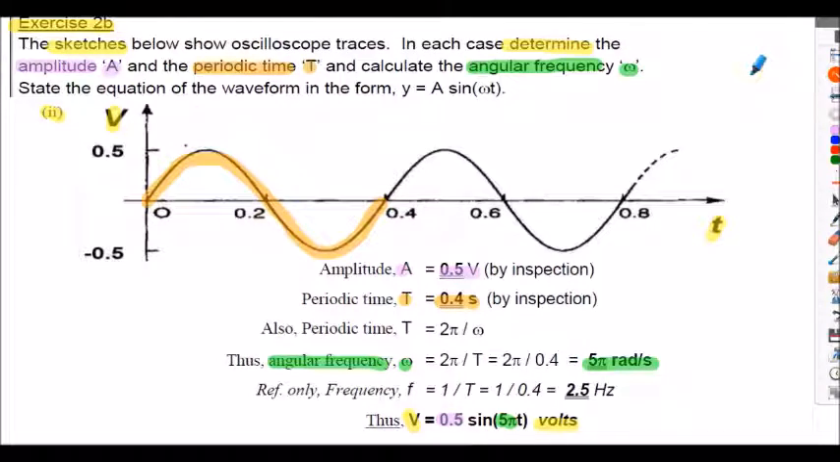As mentioned previously, there is a separate presentation where we consider equations of the form y is equal to a sine omega t plus or minus alpha, where we solve the problems using analytical methods as opposed to graphical methods. I would encourage you to review that presentation in due course.